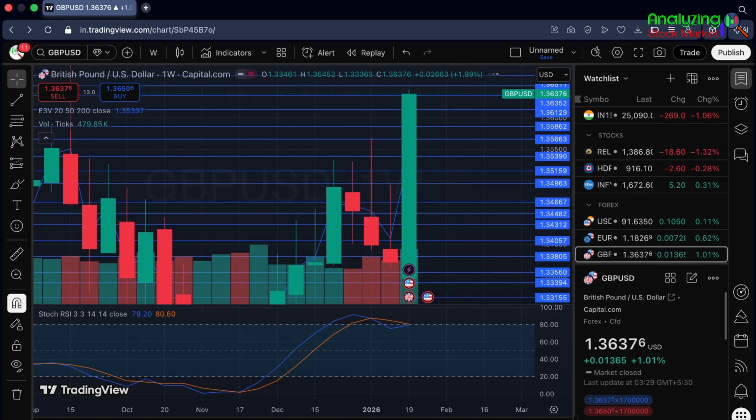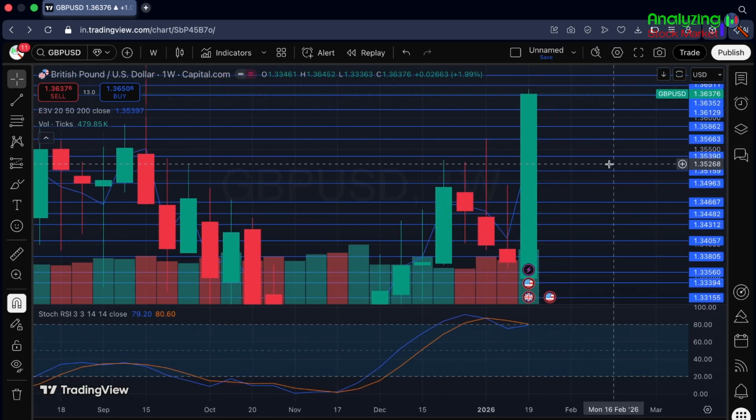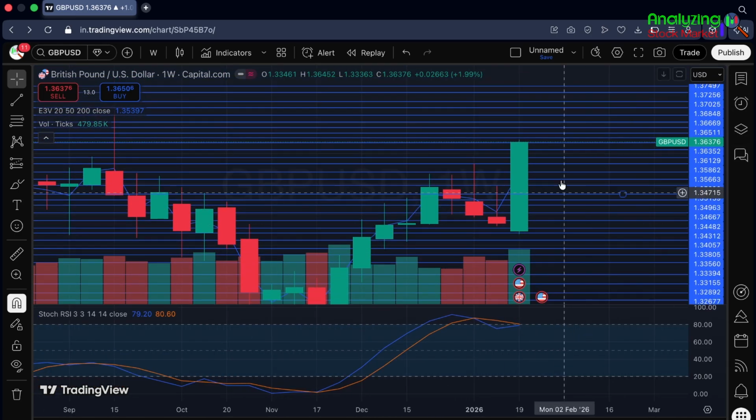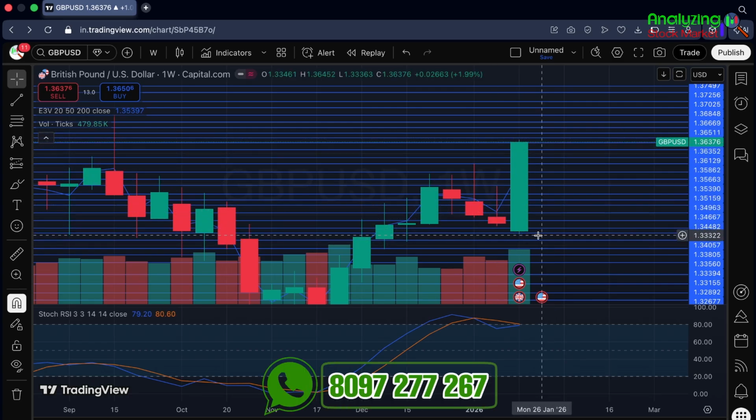So let's open our weekly chart over here. So here, this is a weekly chart. In this weekly chart, we can see a good big body bullish candle with a small lower and upper wick. If I talk about the stochastic RSI, it is around the 79-80 level, which is around the overbought area, indicating a negative move.